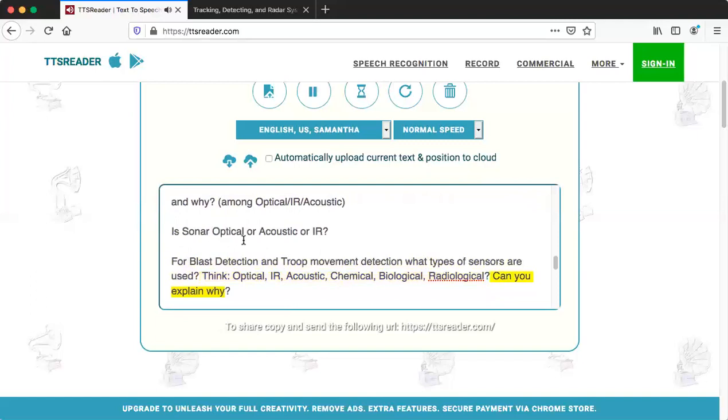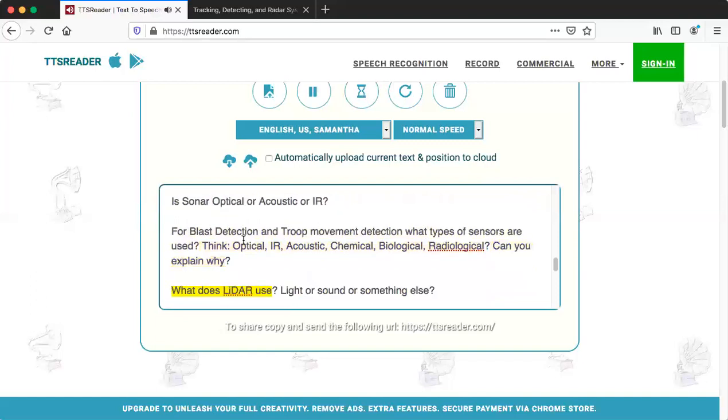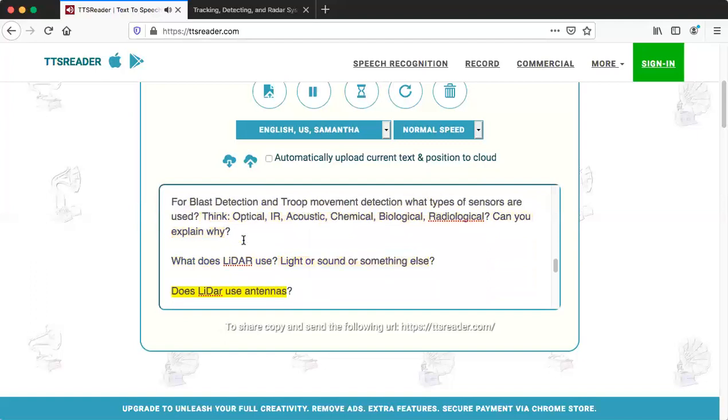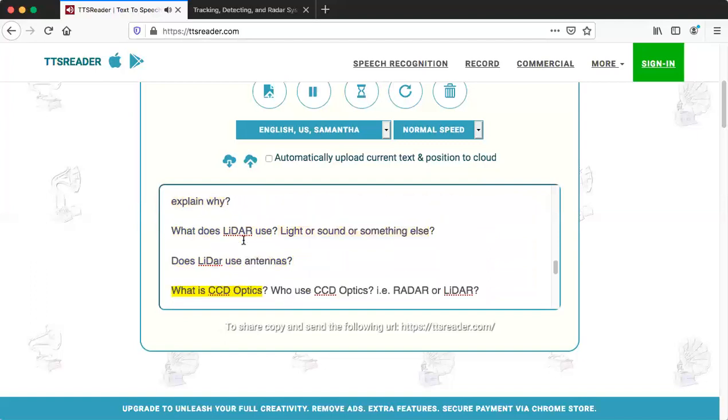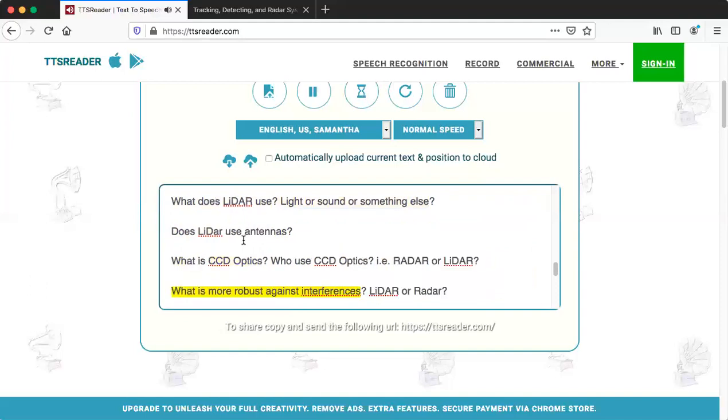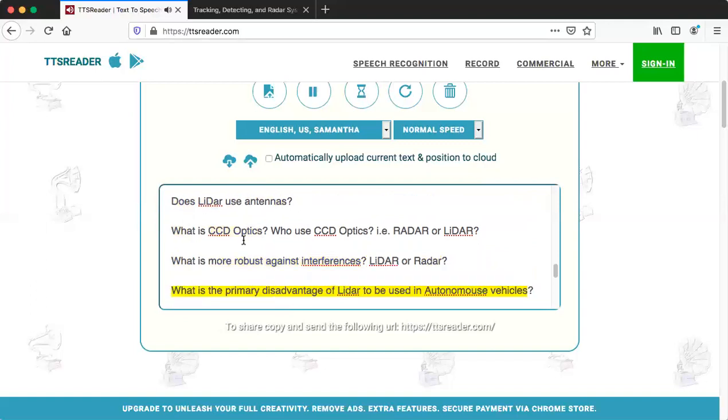Can you explain why? What does LiDAR use? Light or sound or something else? Does LiDAR use antennas? What is CCD optics? Who uses CCD optics, i.e., radar or LiDAR? What is more robust against interferences? LiDAR or radar? What is the primary disadvantage of LiDAR to be used in autonomous vehicles?